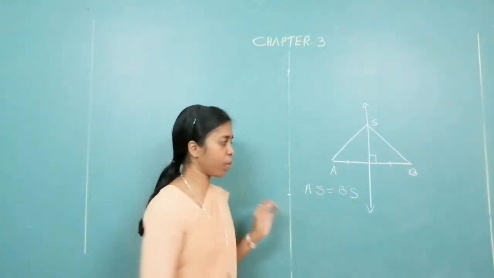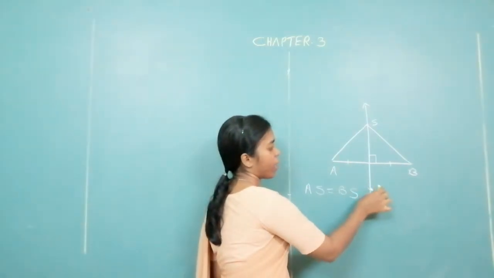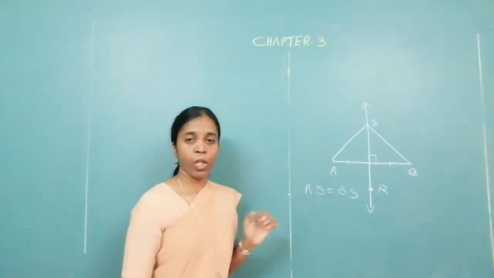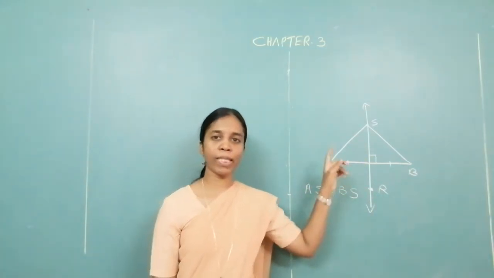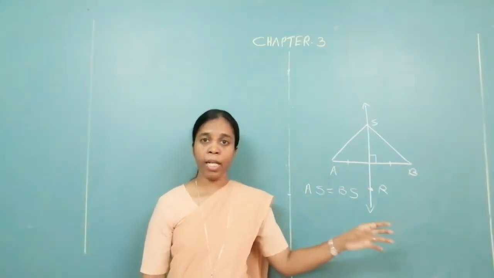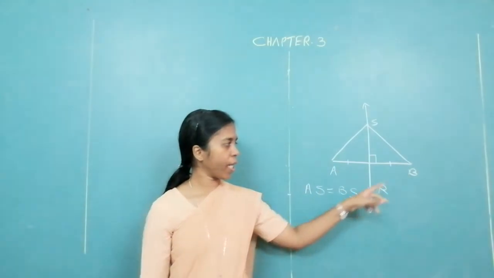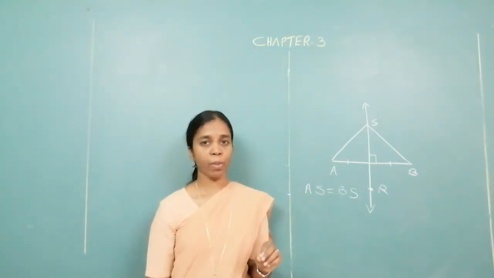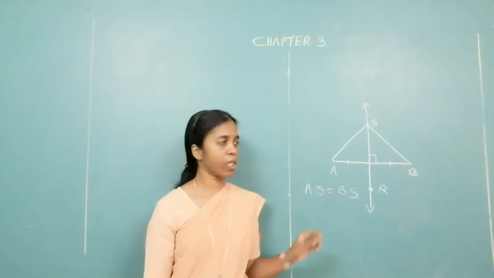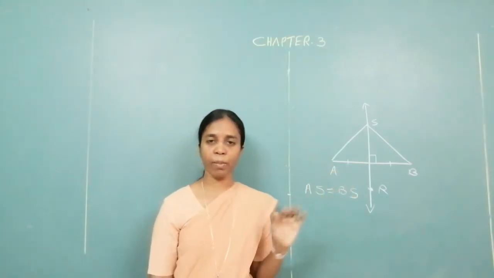Any point lying on the perpendicular bisector. Suppose I have one point R over here. You are told that R is on the perpendicular bisector of segment AB. Then directly you can say that AR is equal to BR. So any point lying on the perpendicular bisector is equidistant from the endpoints of the segment.